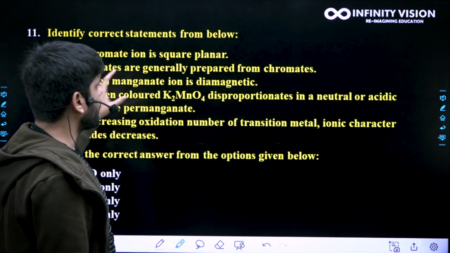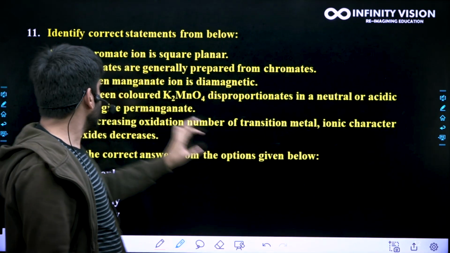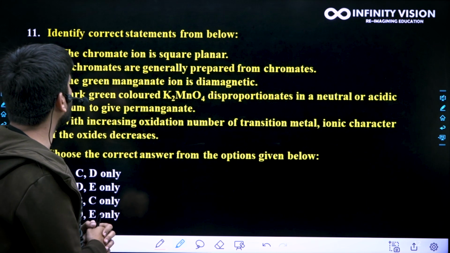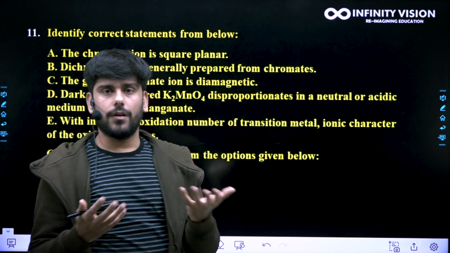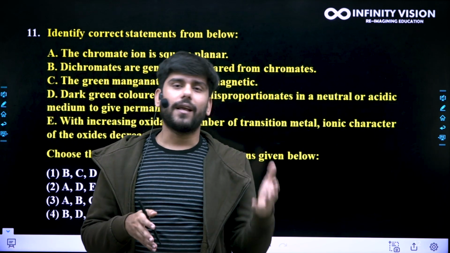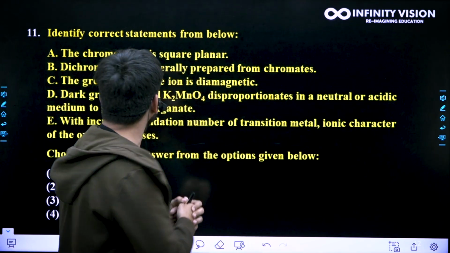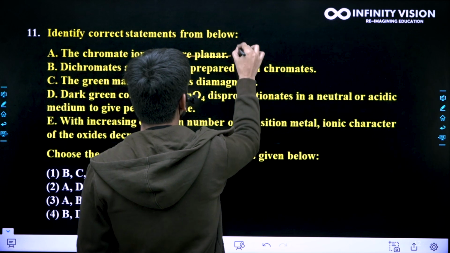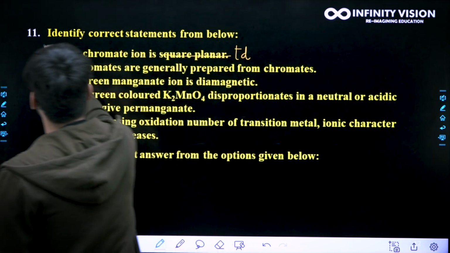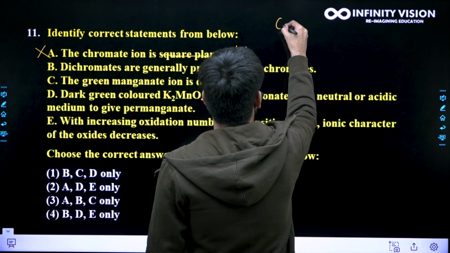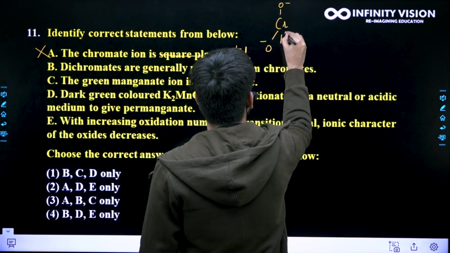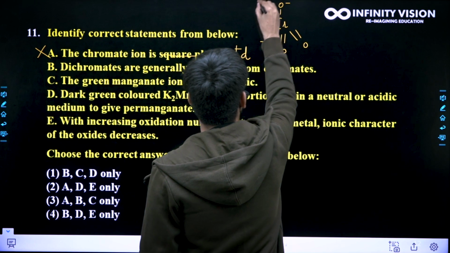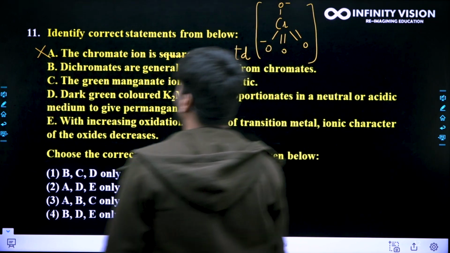The next question is again the statement type question. Let us see the first statement. The chromate ion is square planar. Now we know that the chromate ion and the permanganate ion are tetrahedral, right? So it's not square planar, it's tetrahedral. So this is wrong. We know that chromate ion is of tetrahedral nature.